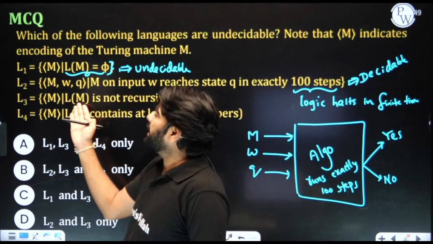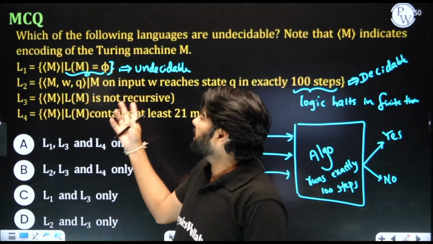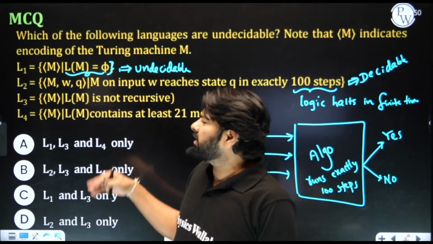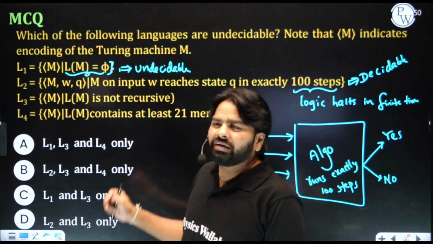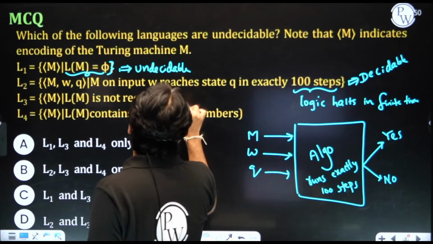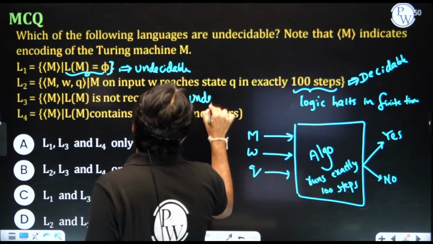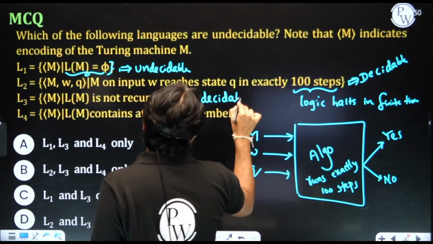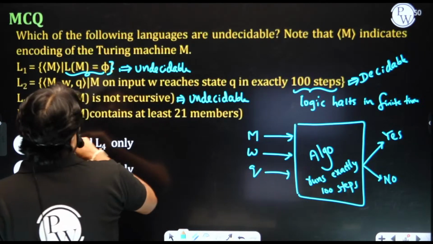Now see, language accepted by Turing machine, is it recursive or is it not recursive? Is it regular? Is it not regular? Is it finite or is it not finite? All such problems are not decidable, undecidable. They're all non-trivial properties.